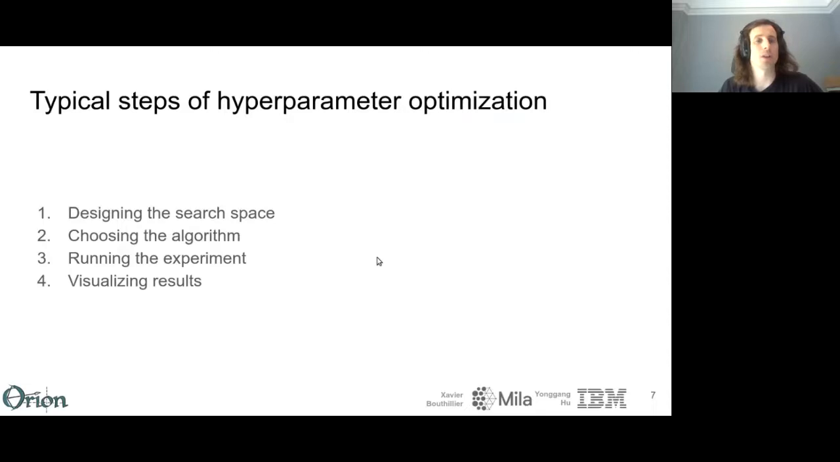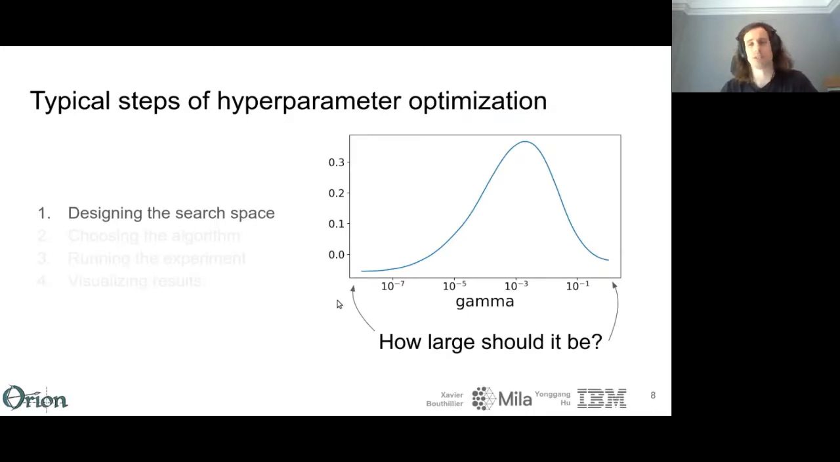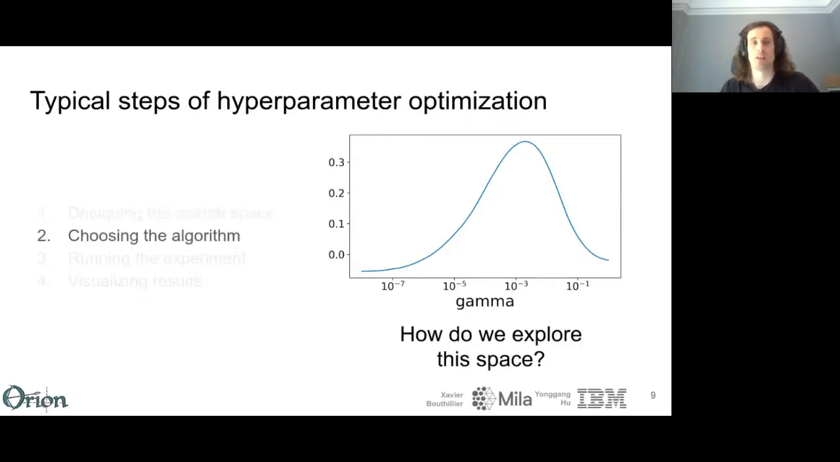So first, we'll go through typical steps for the hyperparameter optimization. First, we design the search space. So for gamma, for instance, how do we pick the largest and smallest values of gamma that would be reasonable to try? And then for a second step, we'll choose the algorithm. So how do we want to explore the different values for gamma? Are we going to just do random search, or do we want to do grid search or more fancy algorithms?